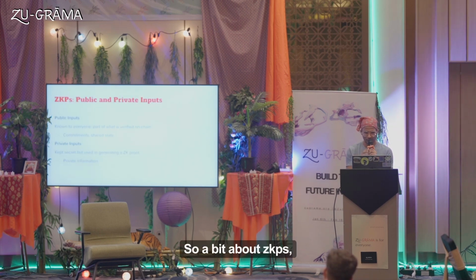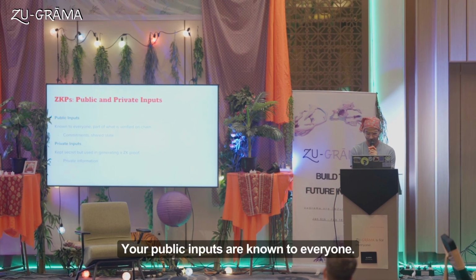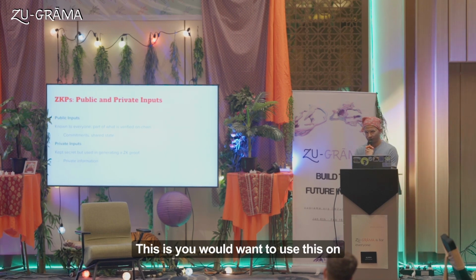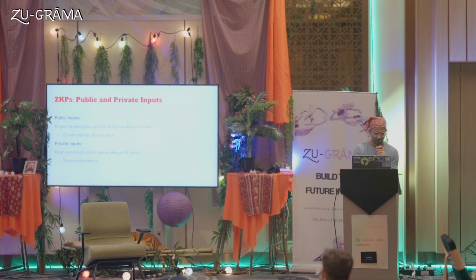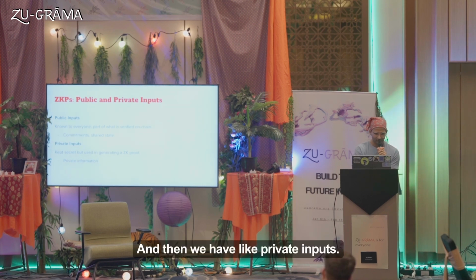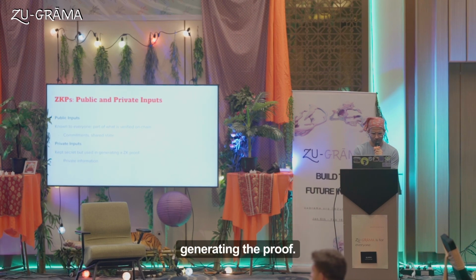A bit about ZKPs, private and public inputs. Your public inputs are known to everyone. You would want to use these on your public contracts to connect your ZK logic with your public logic. This would include commitments or shared state. And then we have private inputs. These are secrets, but used when generating the proof. It's private information.